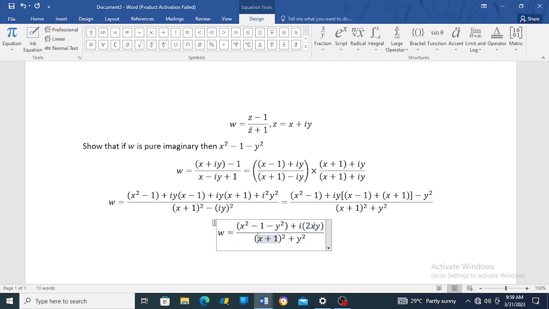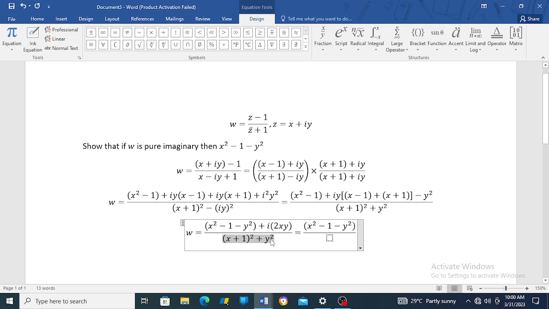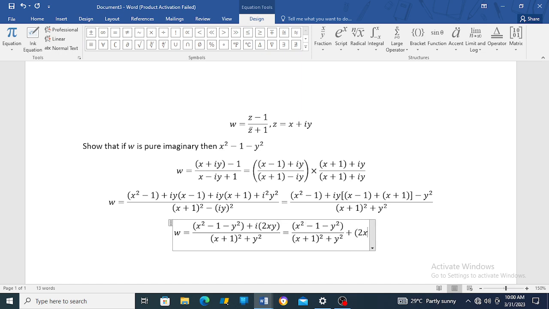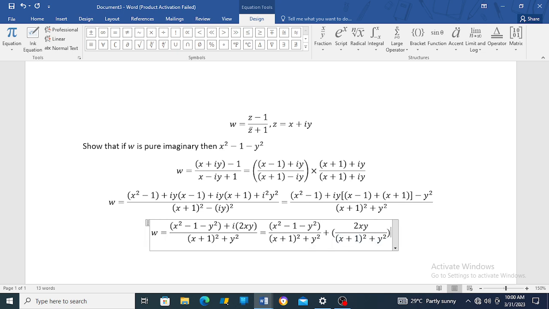Okay, now let us separate this complex number into the real part and the imaginary part. Since the terms in the numerator have a common denominator, you can just add them separately, taking into consideration their common denominator. So I'm going to take this first term here, that's the real part of the complex number, divided by the denominator, plus now 2xy, which is the imaginary part, 2xy divided by that denominator, then I multiply with i.